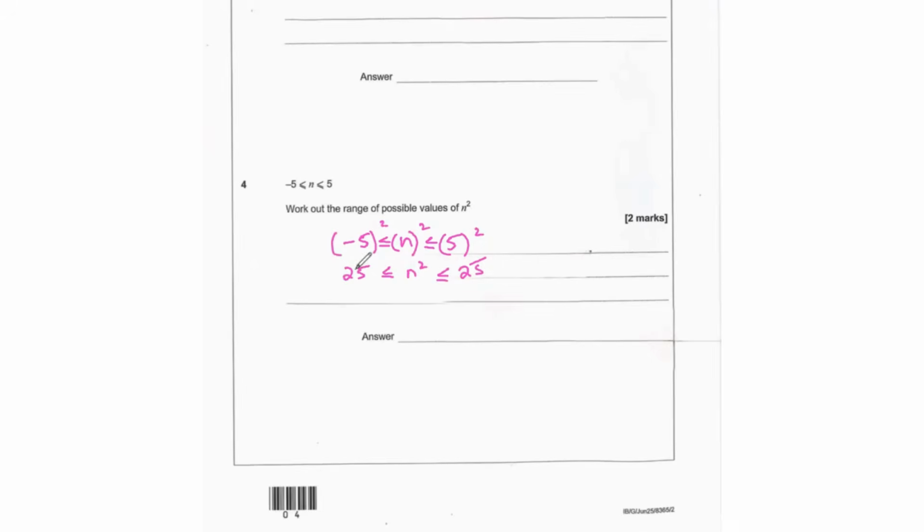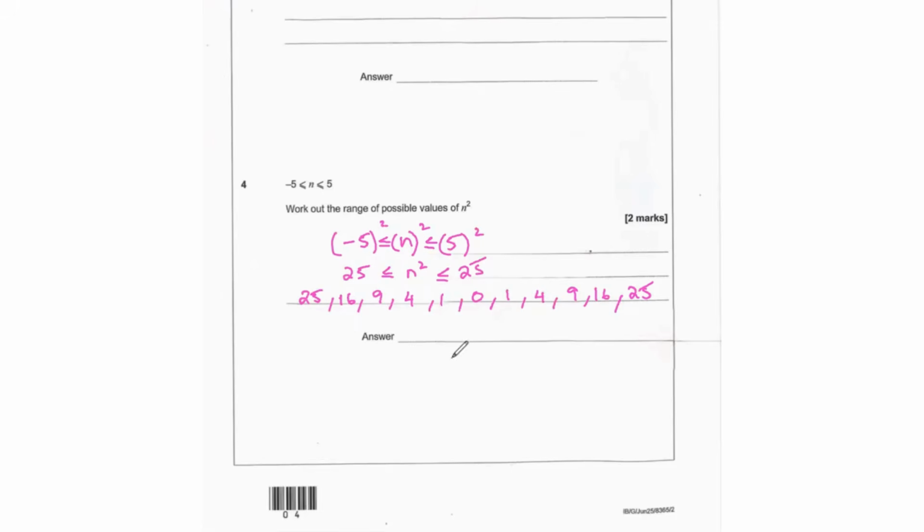Now what you need to realize is that -5 to 5 isn't just 25. Negative 4 squared is 16. Negative 3 squared is 9. Negative 2 squared is 4. Negative 1 squared is 1. 0 squared is 0. Then again 1 squared is 1, 2 squared is 4, 3 squared is 9, 4 squared is 16, and 5 squared is 25. So these are all of the square numbers that satisfy this inequality.